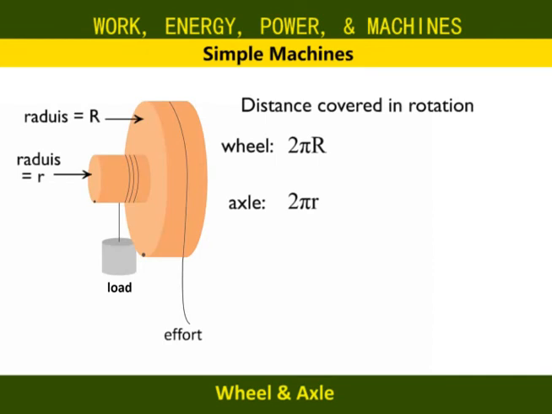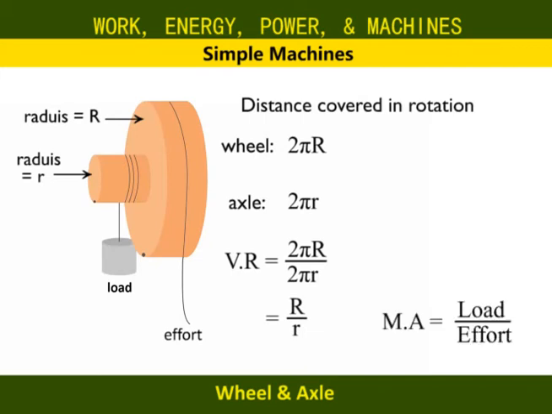In one complete turn, the wheel covers a distance equal to 2πR and the load covers 2πr. Therefore, the velocity ratio is equal to 2πR over 2πr, giving us R over r. The mechanical advantage is given by load over effort.